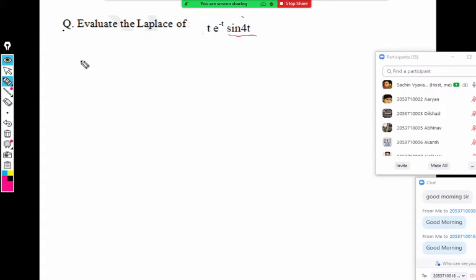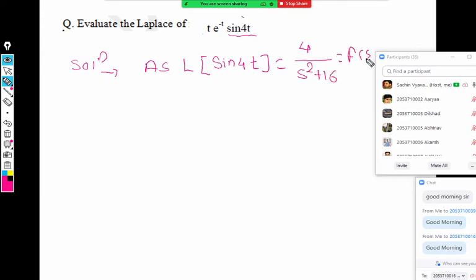So step number 1 in the solution: Laplace of sine 4t. Yes, anyone? What is the Laplace of sine 4t? 4 upon s square plus 16. Very good, correct. 4 upon s square plus 16. So generally whatever you get, say that as F(s). Whatever the function of s you have, that is denoted by F(s).